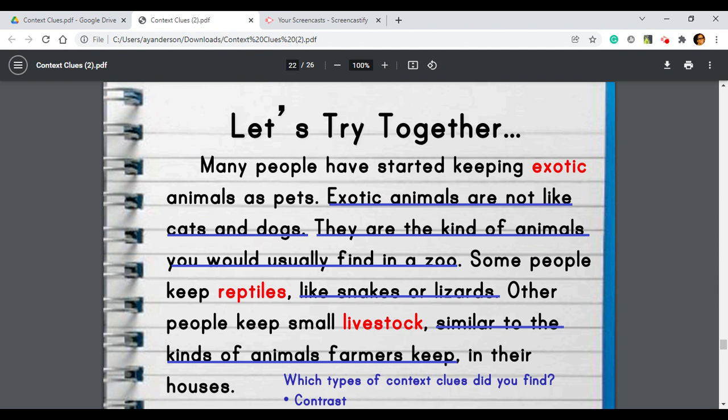Exotic animals are not like cats and dogs. They are the kinds of animals you would usually find in a zoo, like snakes or lizards, and similar to kinds of animals farmers keep in their houses. What type of context clues did you find? There is contrast, comparison, example, and definition.